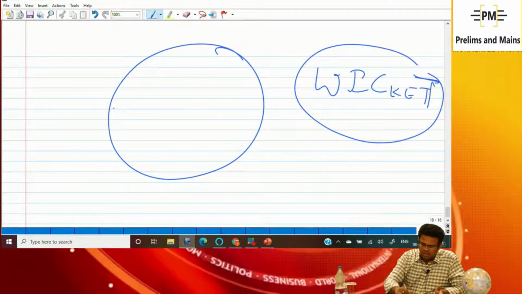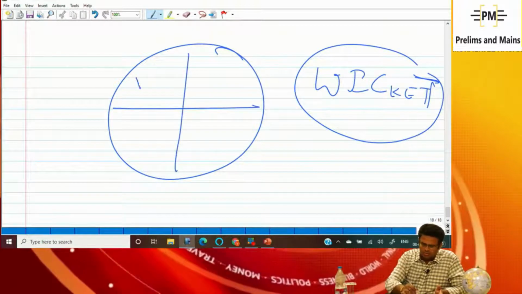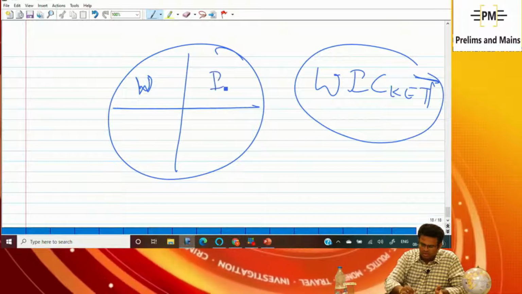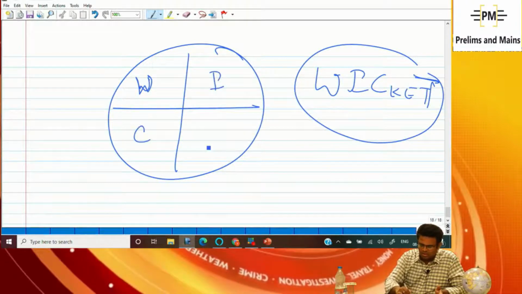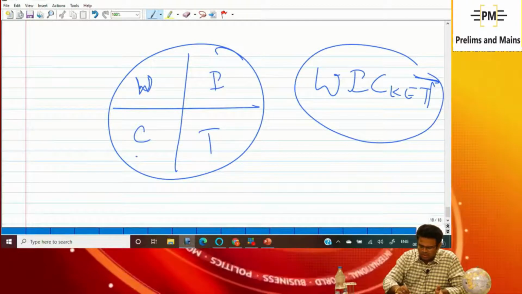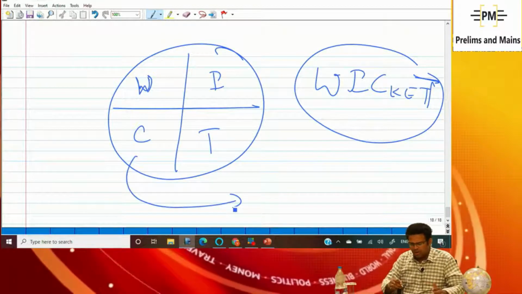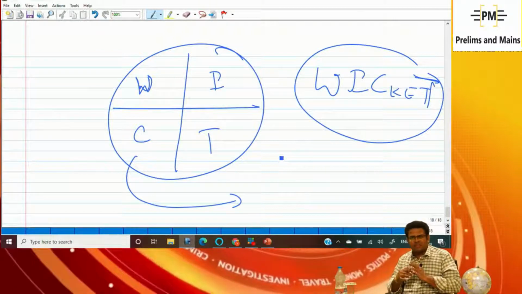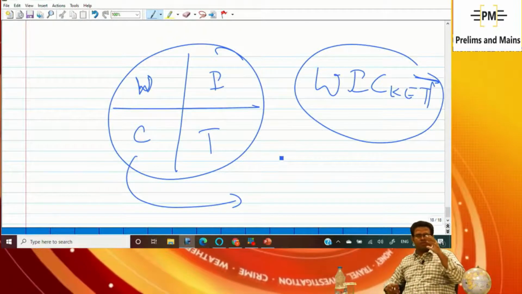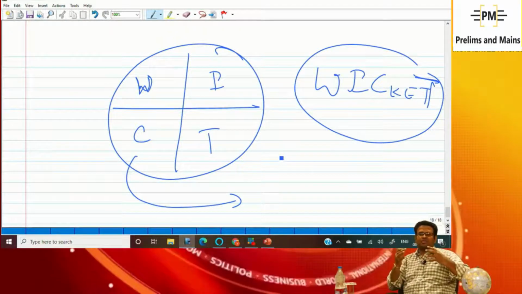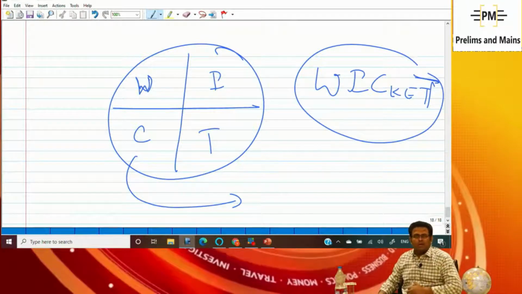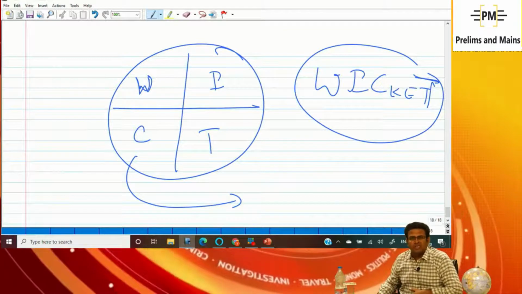So here it is W, and then I for in situ analysis, C for chemical composition, T for topography. Because the Moon has very little gravity, as you know, it is not able to hold the gases of the atmosphere, so all the gaseous atmosphere has escaped, therefore the Moon doesn't have an atmosphere.